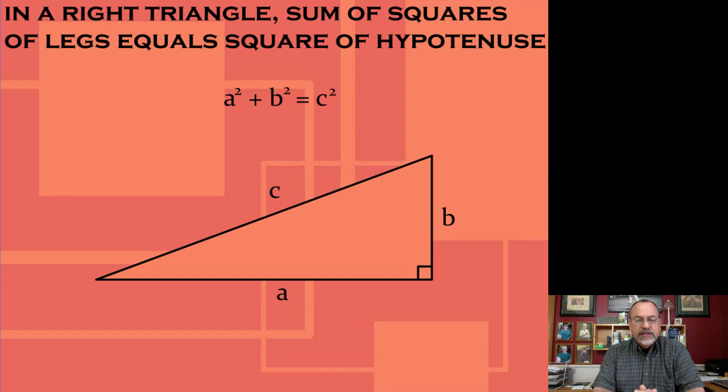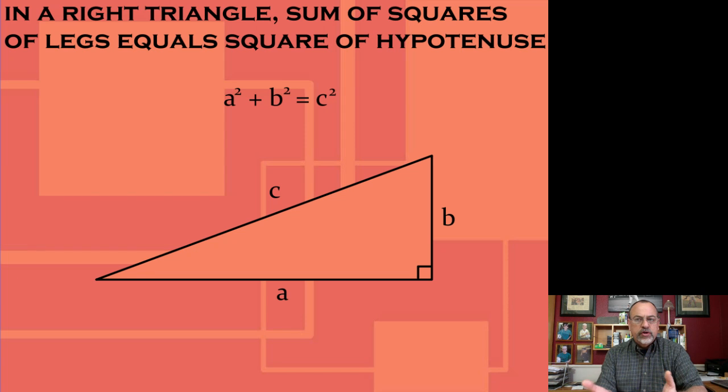Geometry, Chapter 8, Lesson 1, and we want to look at the converse of the Pythagorean theorem in this portion of the lesson. We looked at the Pythagorean theorem, and the Pythagorean theorem is a conditional statement. If we have a right triangle, that's the hypothesis, then the conclusion would be that the sum of the squares of the legs equals the square of the hypotenuse, or a squared plus b squared is equal to c squared.